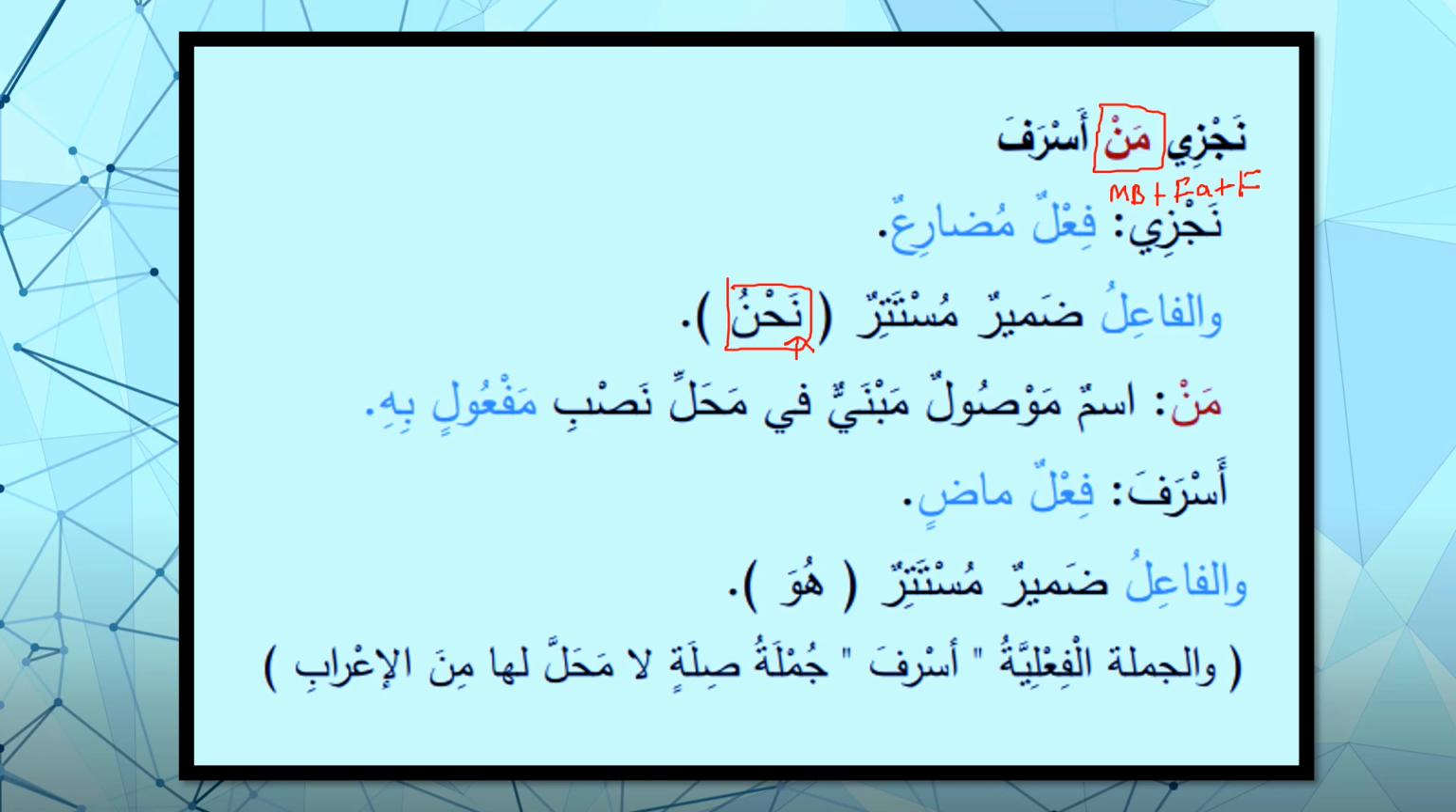asrafa. So now this is also a fi'l madi. Now it is coming after ism mausool. So what is the position of this fi'l? It is a fi'l madi with a damir mustatir huwa hidden in it. So what is this? Jumla sila. I'm writing in short S. It is jumla sila. Why is it jumla sila? Because it's coming after the ism mausool. And jumla fi'liya asrafa, it's a jumla fi'liya because we have the fi'l and fa'il. It is coming after ism mausool, so it is the jumlatus sila.